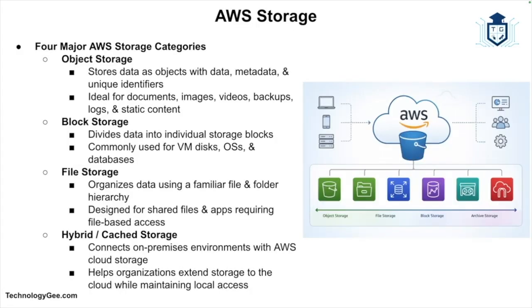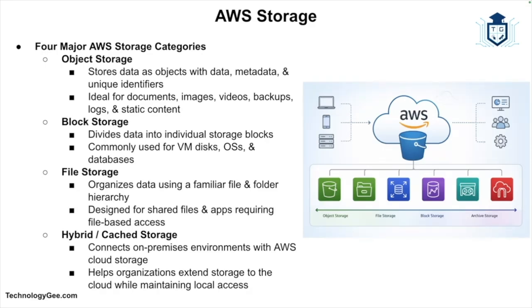All right, so when you think about storage in the cloud, think about one simple question, and that is, what kind of data am I storing, and how do I need to access it? That one question will determine everything. In AWS, storage is broken down into a few major categories. We have object storage, block storage, file storage, and hybrid and cache storage. And each one solves a different problem. So if you mix them up, then your solutions either will not work well, or it's going to cost way more than it should.